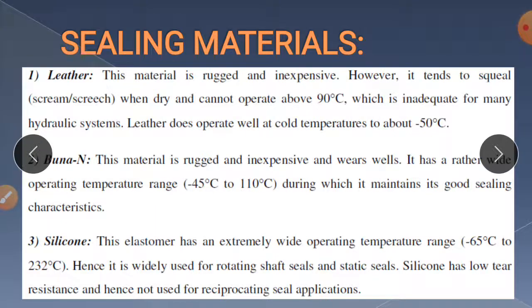So what are the sealing materials you are going to use? They are leather, bone iron, silicon. There are different materials that are going to be used. Why is leather used? This material is rugged and inexpensive. It can be very less expensive.